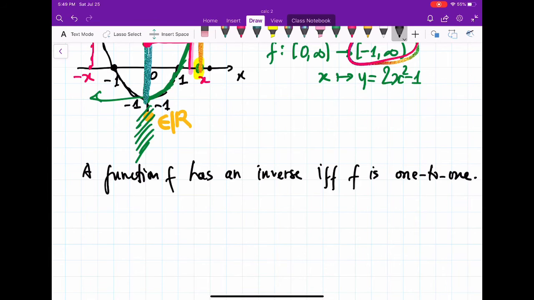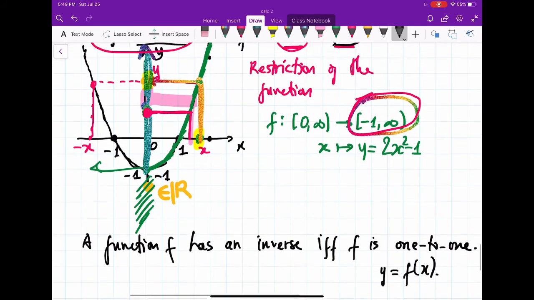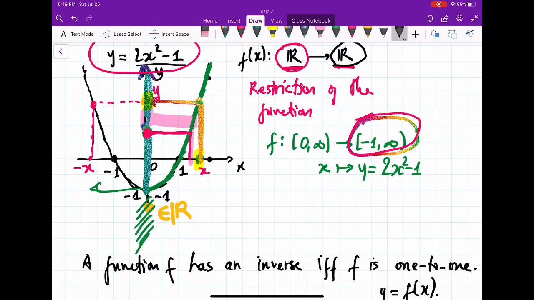Okay, I repeat again. One-to-one means for each x in the domain there is only one y in the range, and for each y in the range there is only one x in the domain such that y equals f of x. Don't forget that. So we have the example right here.